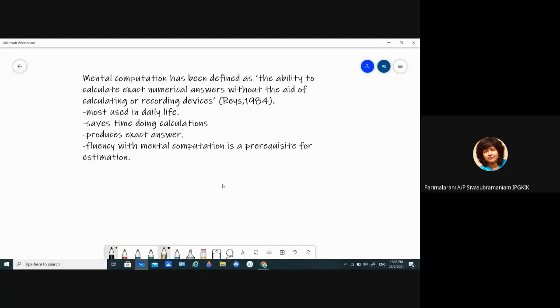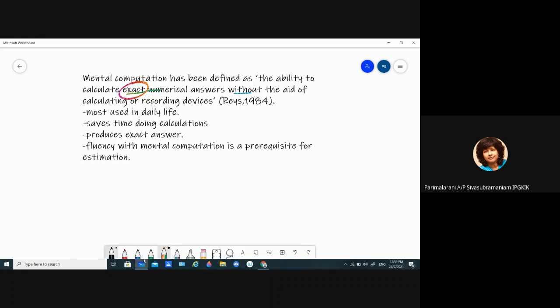So mental computation has been defined as the ability to calculate exact numerical answers. This is the keyword here. Mental computation has been defined as the ability to calculate exact numerical answers without the aid of calculating or recording devices. That means you do everything mentally. Of course, if the mental calculation is quite long, you can record down the answers.